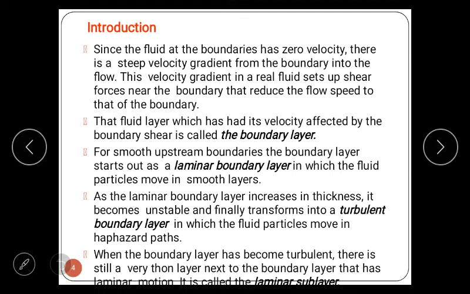Hence as we move from bottom to top, because of viscosity the velocity of the fluid increases, and at the uppermost layer there is maximum velocity. The velocity gradient in a real fluid sets up shear force near the boundary that reduces the flow speed at the boundary surface. The fluid layer which has its velocity affected by the boundary shear is called the boundary layer. Now this is another definition of boundary layer.